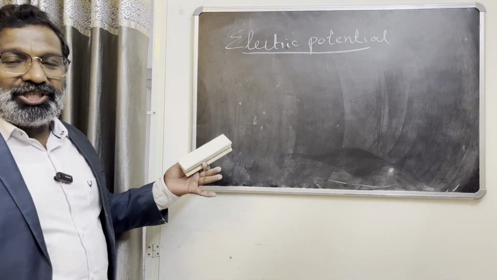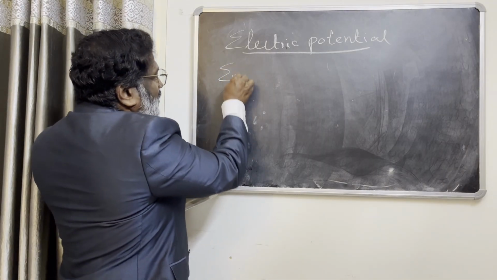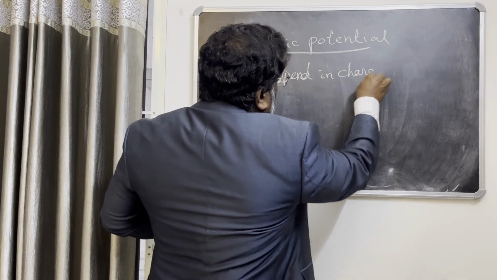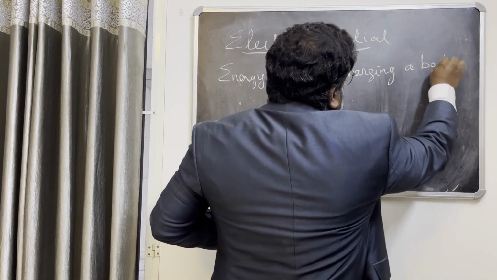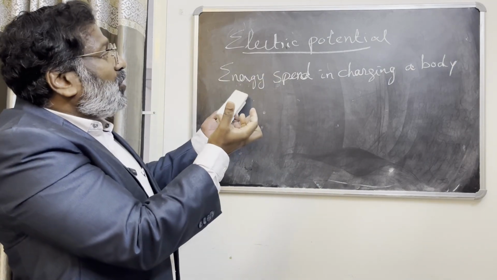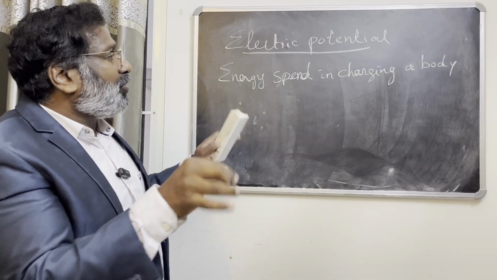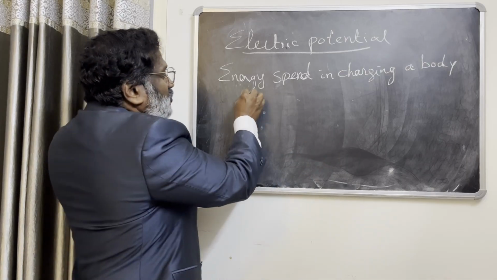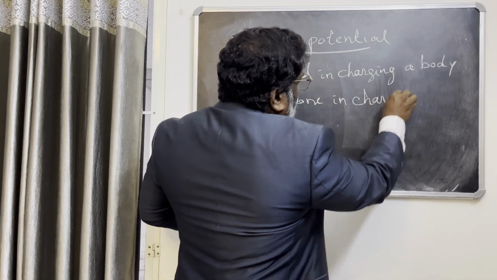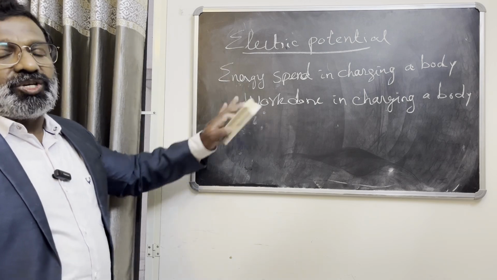Now can you define electric potential? Energy spent in charging a body. The energy spent in charging a body is stored inside the charged body as potential energy. That potential energy is called electric potential. So energy spent in charging a body is electric potential. Or we can say energy spent means we are doing work, so I can say work done in charging a body.